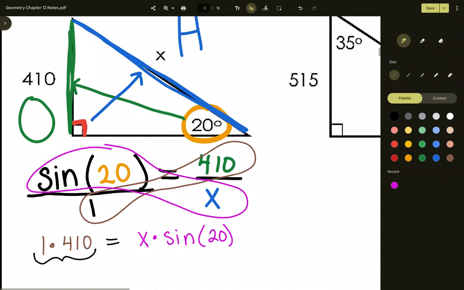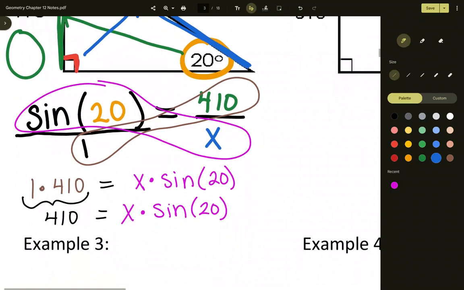So 1 times 410 is just 410. Oh, I'm going to rewrite that. 410. And then x times sine of 20, well, I can just rewrite that as x times sine of 20. I could figure out what the sine of 20 is, but more often than not, when we had those ratios, they weren't great decimal answers. So I'm just going to leave this as x times sine of 20. Now, sine of 20 is kind of just like a number, so I'm going to keep that together.